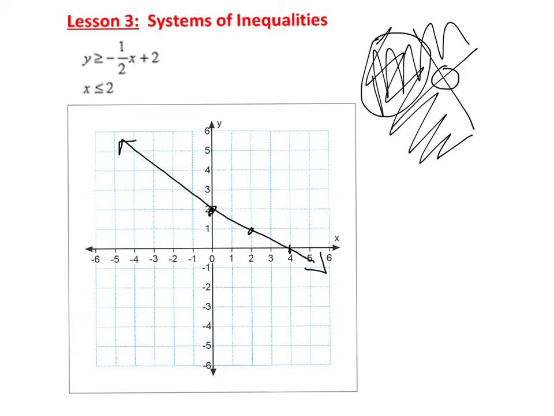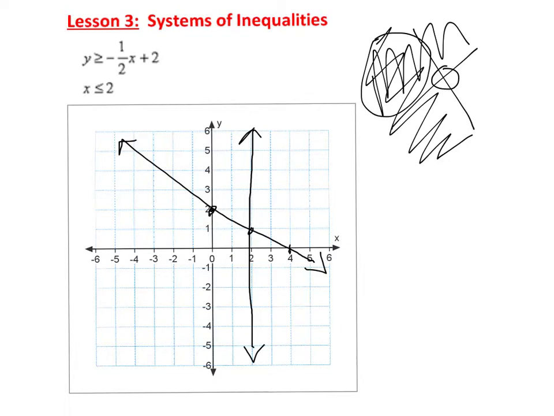The second one is x is less than or equal to 2. So we're going to have a filled-in line at x equals 2. That's straight up and down because we have an undefined slope with that one. Okay, and now we're going to take a look at where we're going to shade this.